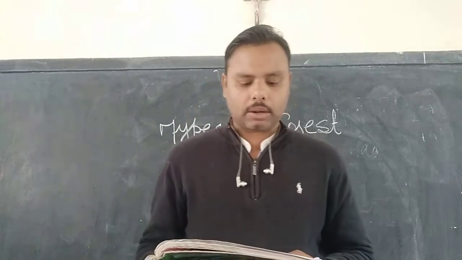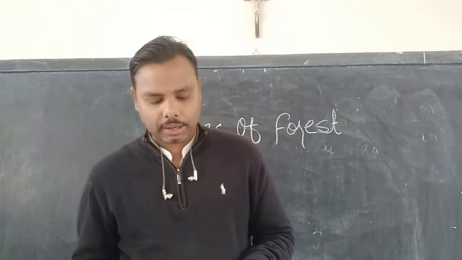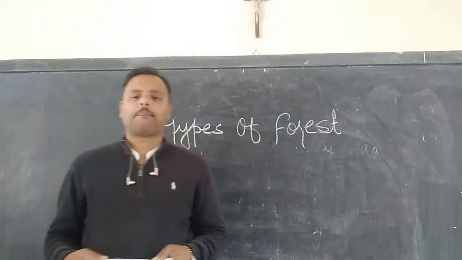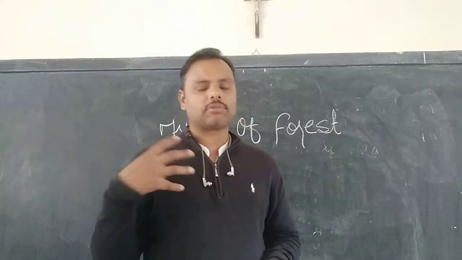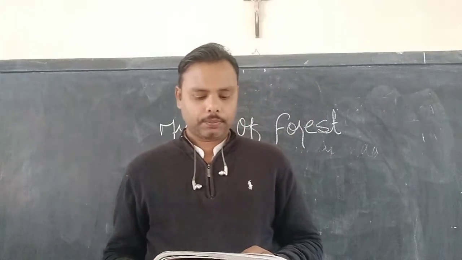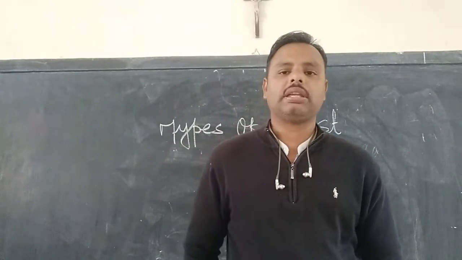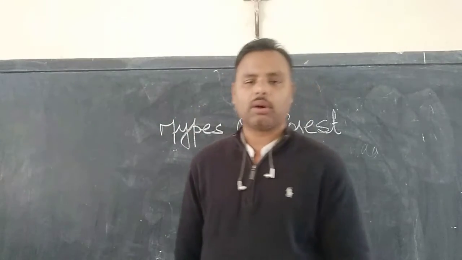These trees bear cones. The main trees in this forest are chir, deodar, fir and spruce. The pulp of these trees, the inside part of the trees, is used for making paper. And these trees even generate a type of oil, known as terpene oil.